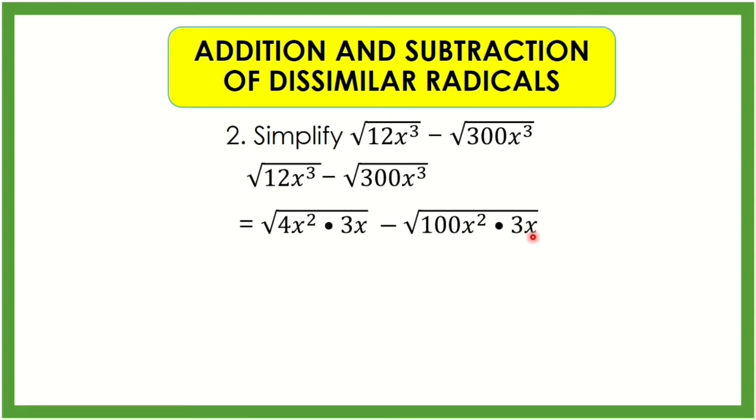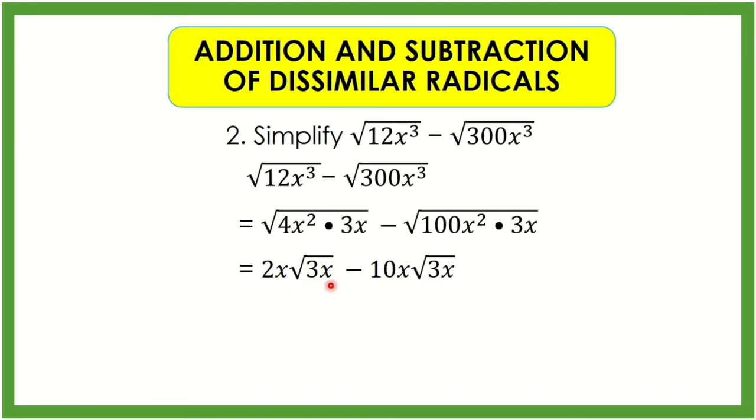Then, we simplify. Ang square root ng 4x square is 2x. So, ilalabas natin yung 2x. Paano nangyari yon? Square root ng 4 is 2. And then, square root ng x square. So, makakancel yung ating index tsaka exponent. Ang maiiwan is x. Then, copy square root of 3x. Minus, ang square root ng 100 is 10. Kaya meron tayong 10. Ang square root ng x square is x. So, we have negative 10x square root of 3x.